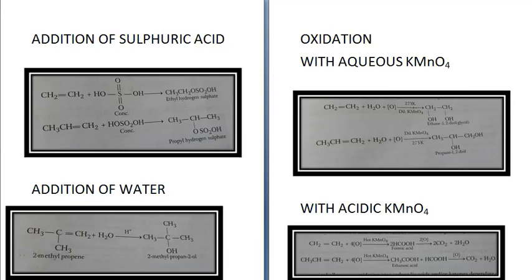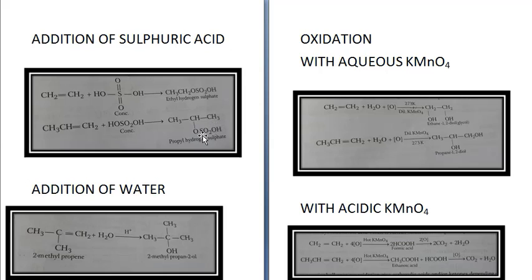CH2=CH2 plus H2SO4 gives you CH3CH2OSO2OH. Okay, so this is called ethyl hydrogen sulfate. Similarly, if you treat propene, CH3CH=CH2, with H2SO4, it will give you CH3CH(OSO2OH)CH3. Okay.